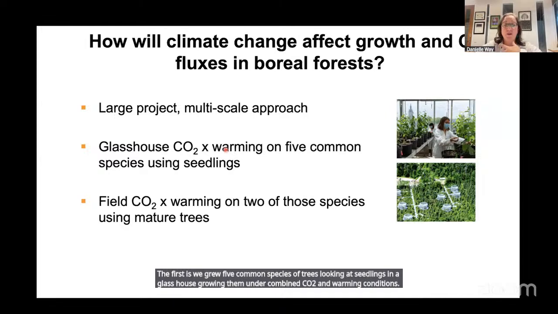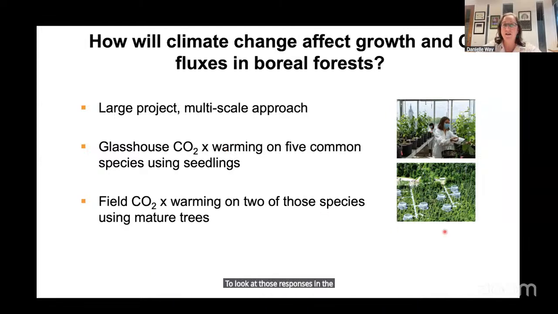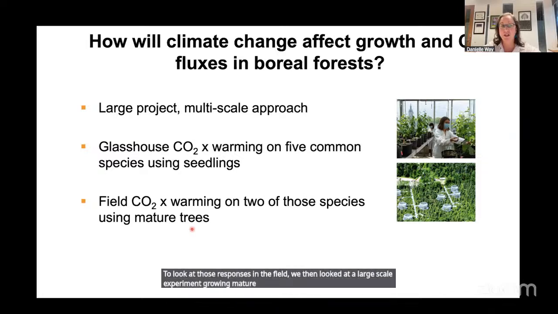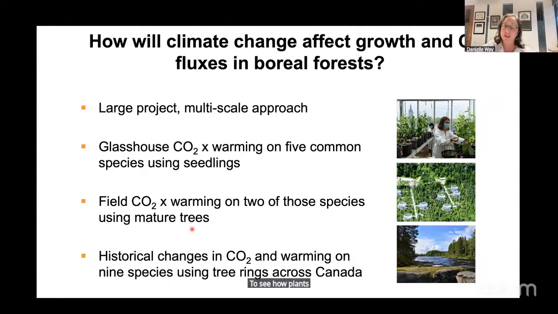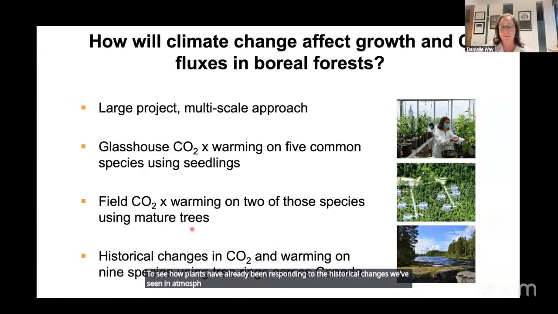To look at those responses in the field, we then looked at a large-scale experiment growing mature trees of some of those species in the field under elevated CO2 and warming. And then we also did a broad-scale impact looking at tree rings across the entire continent and across Canada to see how plants have already been responding to the historical changes we've seen in atmospheric CO2 and temperature.